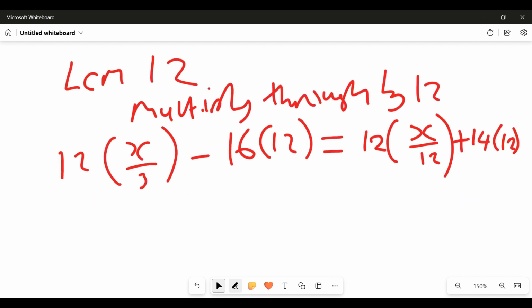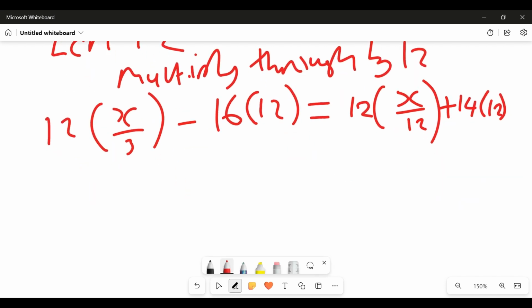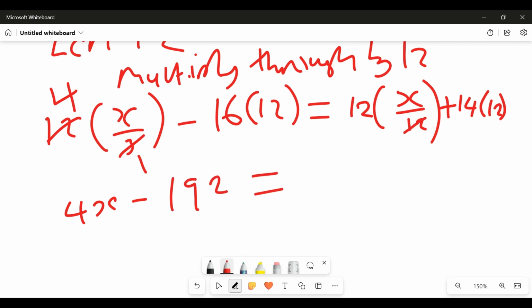Now we have to do this multiplication. So this is 3 in 3, 1; 3 in 12, we have 4. This will give us 4x minus, what is 16 times 12? Right, you might have to use your calculator to do that. 16 times 12 will give us 192. That will be 192 equals 12 here 1, 12 here 1. This remains x plus, what is 14 times 12? That gives us 168.